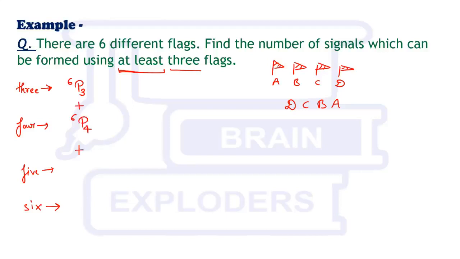If there is no specific order, we use combinations, 6C4, but here we have to select in a specific order. Similarly, 6P5 and 6P6. In total, on adding these, we will get the number of signals that can be formed.